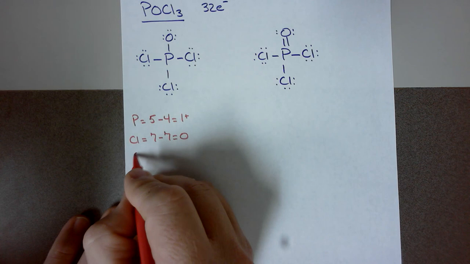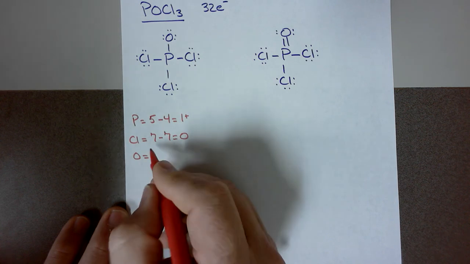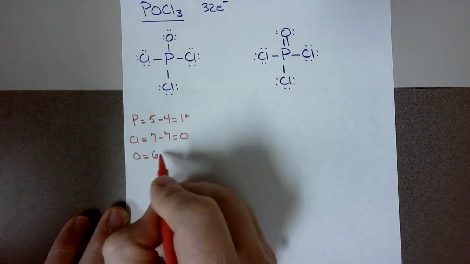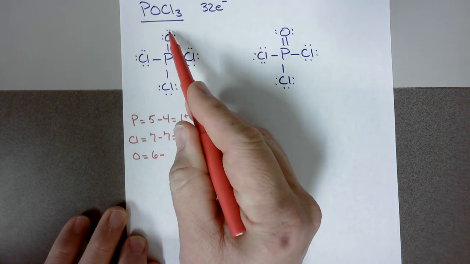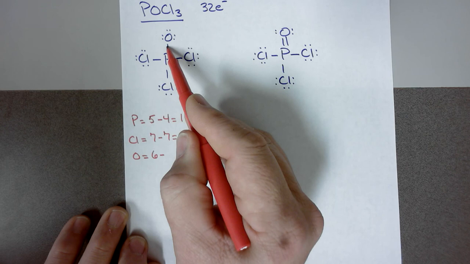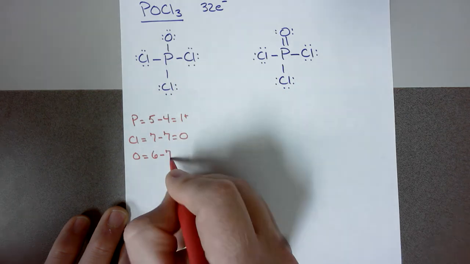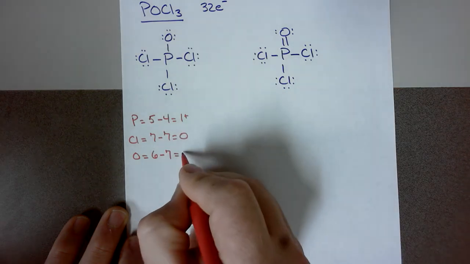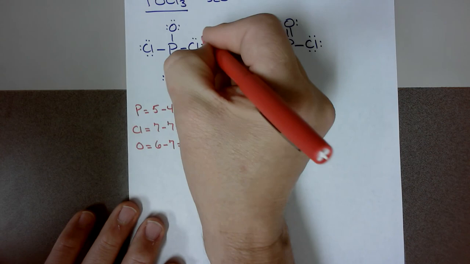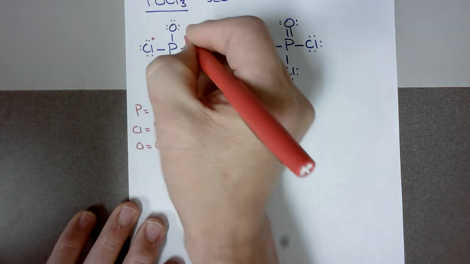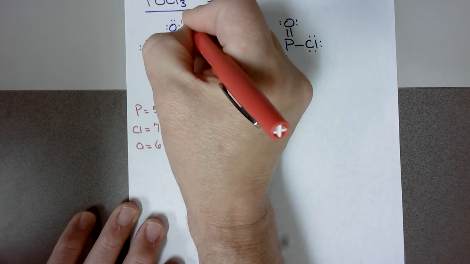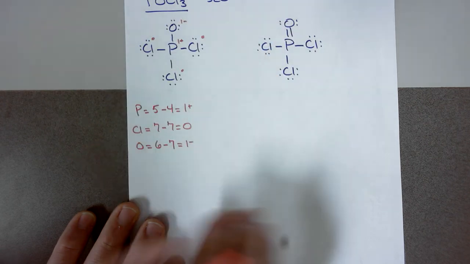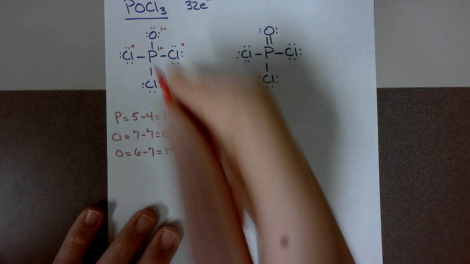And then my oxygen will have 6 valence electrons minus, up here, 1, 2, 3, 4, 5, 6, and then the bond is 1, so that's 7. So this is a 1 minus. So we have 0, 0, 0, 1 plus, 1 minus. Okay, so we have a charge difference here.